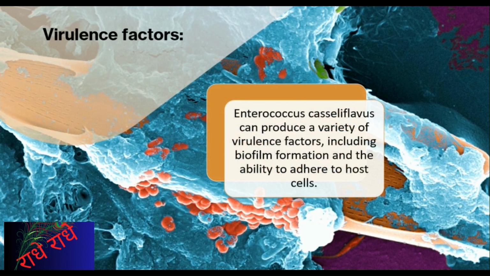Indeed, Enterococcus casseliflavus has the capability to produce various virulence factors that contribute to its pathogenic potential. One such factor is biofilm formation, where the bacterium can form a protective matrix of cells on surfaces, making it difficult to eradicate and increasing its resistance to antibiotics. Additionally, it possesses the ability to adhere to host cells. This adherence allows the bacterium to establish and maintain colonization in various host tissues, which can lead to the development of infections. The production of these virulence factors enhances its ability to cause disease and evade the immune system. Understanding these mechanisms is crucial for developing effective strategies to prevent and treat infections caused by this bacterium.